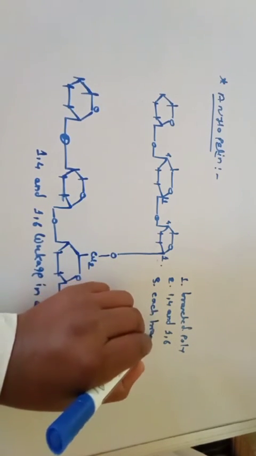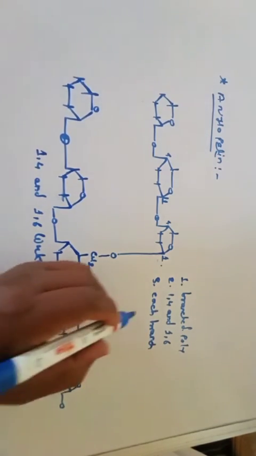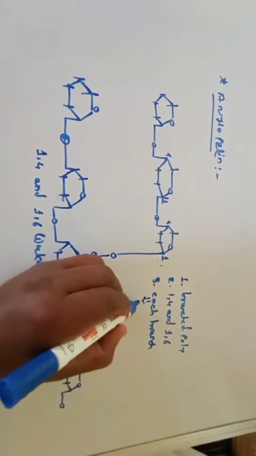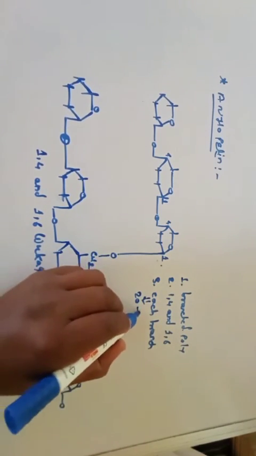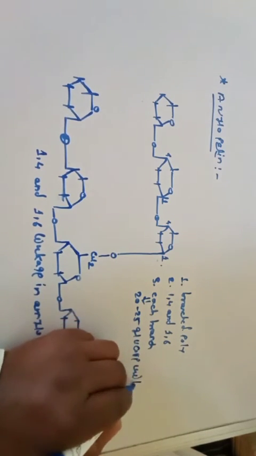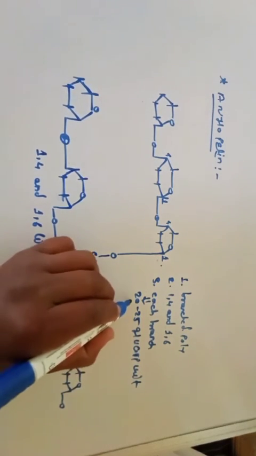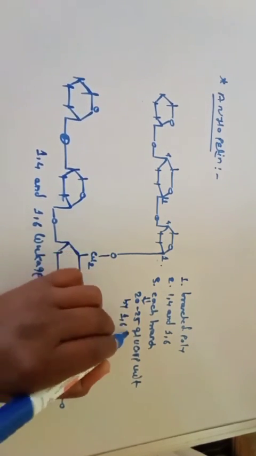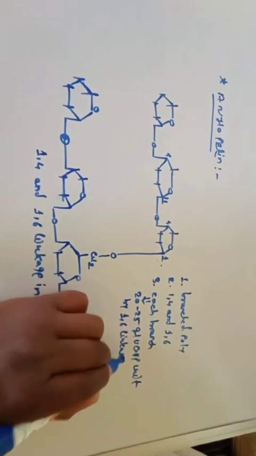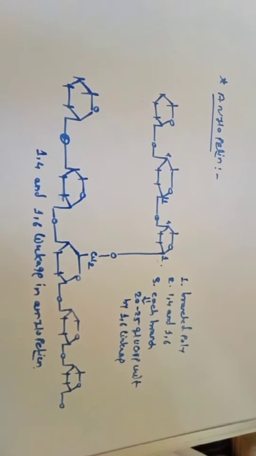Each branch consists of 20 to 25 glucose units joined by 1,6 linkage. So there is a branch, and each branch has 20 to 25 glucose units by 1,6 linkage.